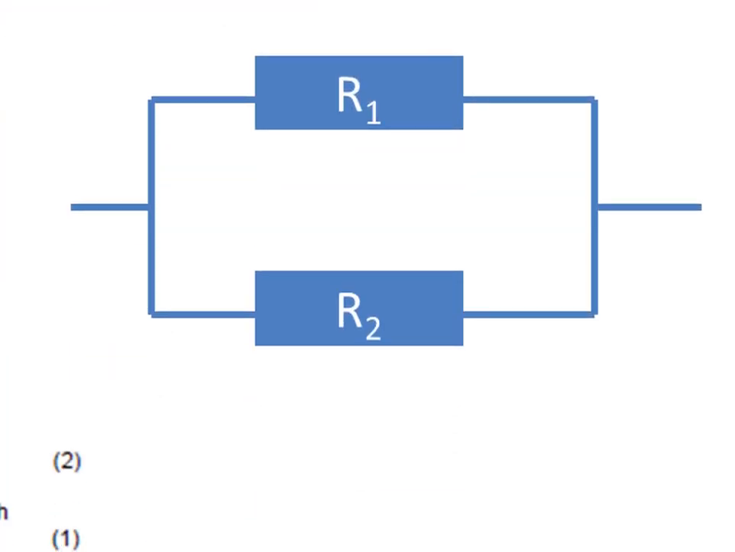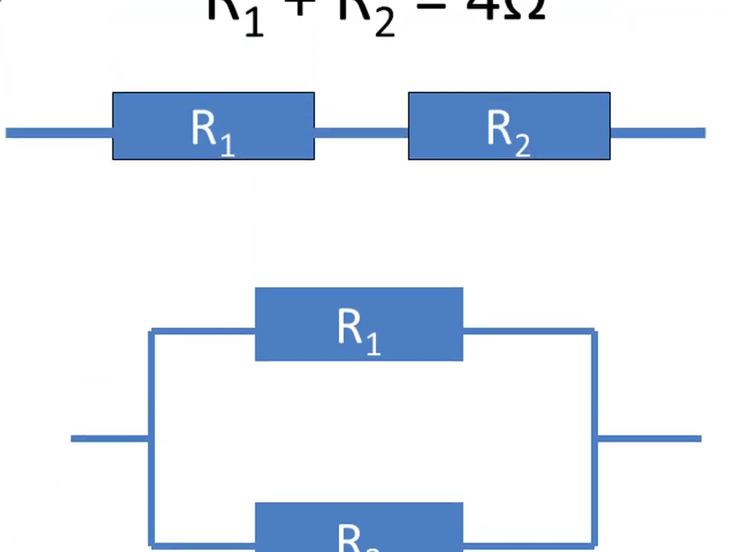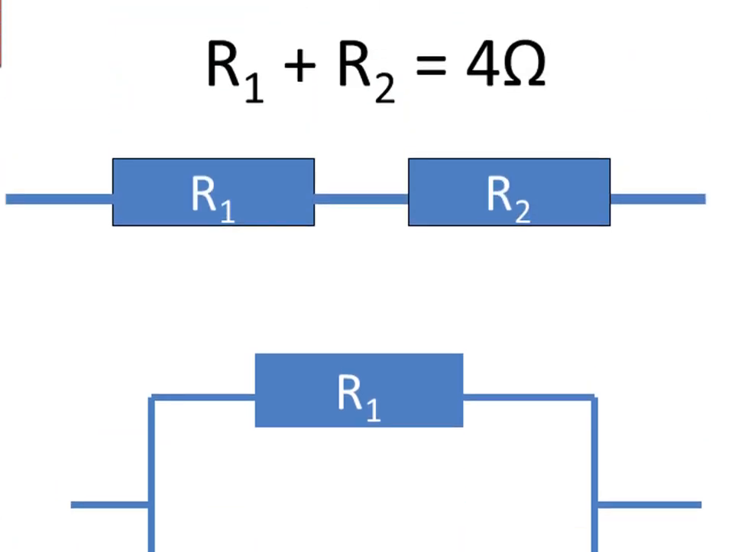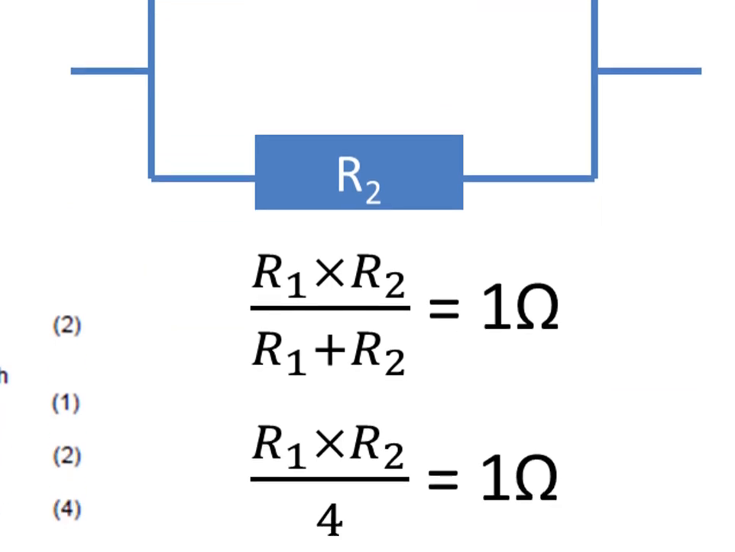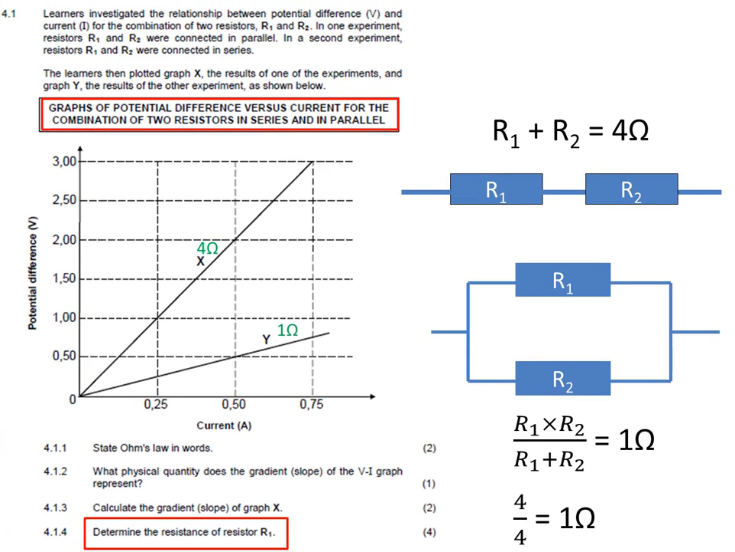The total resistance of the two resistors in parallel equals the product of the two resistors divided by their sum, and we know that this must equal 1 ohm. We've already seen that the sum of the resistances equals 4 ohm, so we can replace R1 plus R2 by 4. And we know that R1 times R2 divided by 4 equals 1. From this, what do we deduce about R1 times R2? R1 times R2 also has to equal 4, so that 4 divided by 4 equals 1.